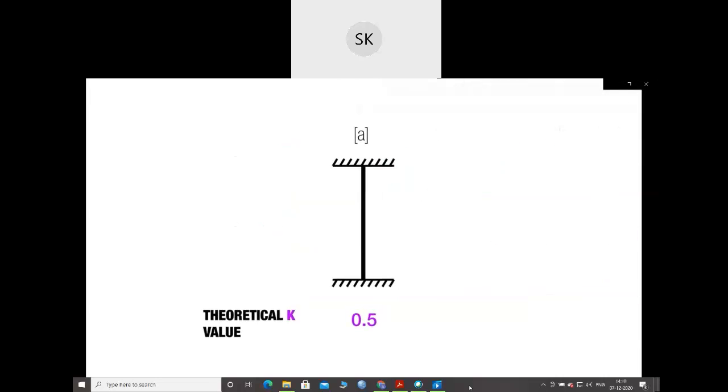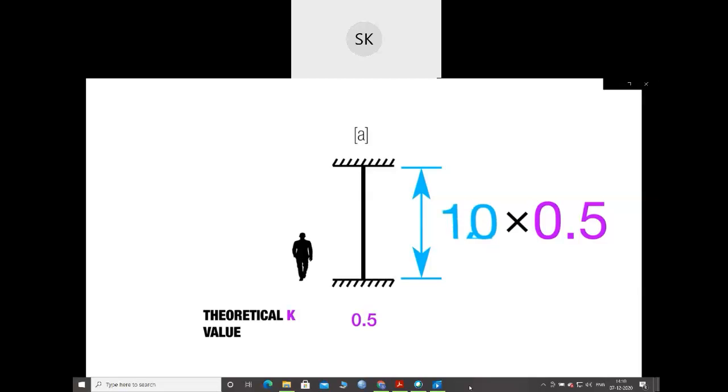So in this one right here, we're going to take the length of the column and multiply it by 1/2. We're going to multiply it by 0.5. That means from a buckling point of view, this column of, say, 10 feet will behave more like a column that's only 5 feet.